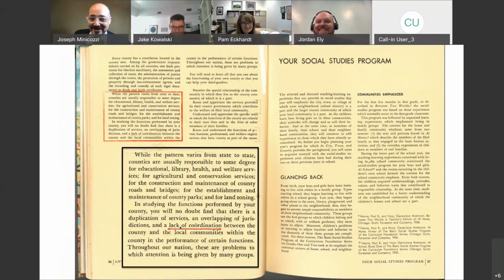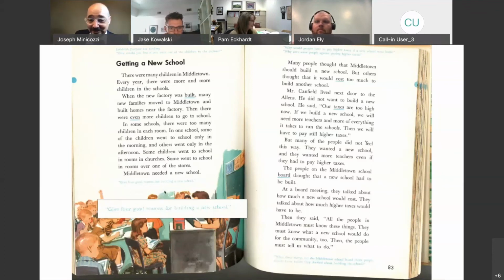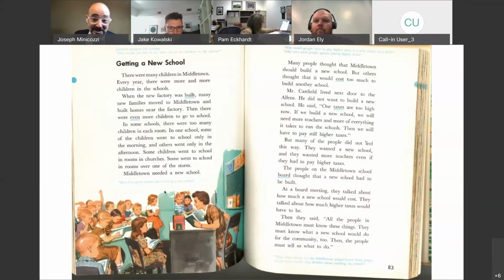That happened? Here's the lesson plan. It's painfully white. We'll put that aside. It's also misogynistic. The girls are all shoved out in the hallway over here. But you read about a new factory that gets built and even more kids that go to school. Gee, who would have thought? In blue, this is what you ask your 3rd graders. Give 4 good reasons for building a new school. Your 3rd graders talk about what? Equity, everybody should have a desk, maybe get another teacher.